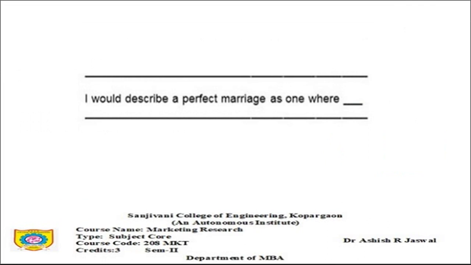I would describe the perfect marriage as one where... now if I ask all the 25 students to describe this, I may get different explanations. Our sentence completion would be absolutely different. That is what we need to understand.